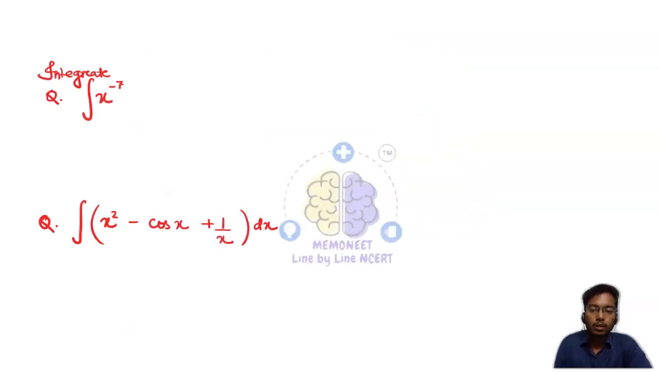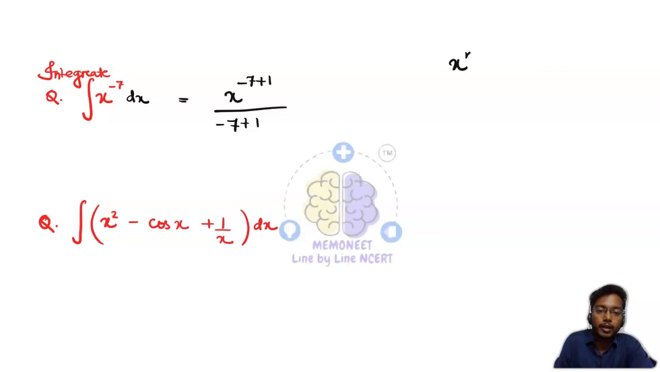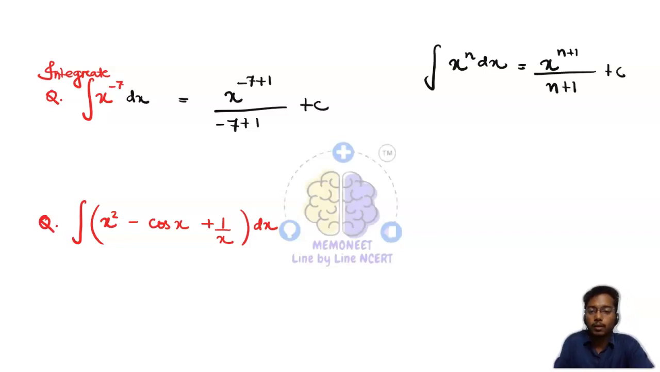Let's have a question here. If we integrate x to the power minus 7 dx, that is equal to x to the power minus 7 plus 1 upon minus 7 plus 1. Why? When we integrate x to the power n dx, we get x to the power n plus 1 upon n plus 1 plus c. Here, that will be x to the power minus 6 upon minus 6 plus c.